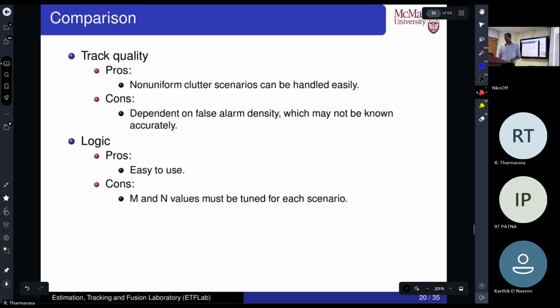Okay, finally, the comparison: quality base is easier, and it also works with non-uniform clutter. That is the other thing. Usually I don't handle that in my tracker. That is a main problem. Usually you may need to handle it.